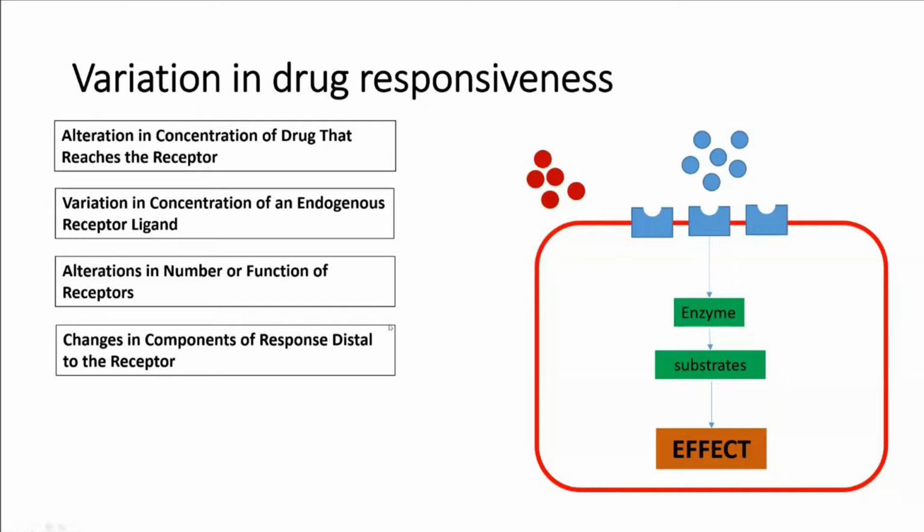Alteration in number of functional receptors. If the receptors are increased, the drug will have more of a response. If the receptors are decreased, the drug will have less of a response because there's more competition with the blue ligands. The changes in components of the response distal to the receptor. Distal meaning downstream. So let's say there's a downregulation of these enzymes or a downregulation of these substrates, that'll change the effect. So in a nutshell, that's it. Any questions on that?